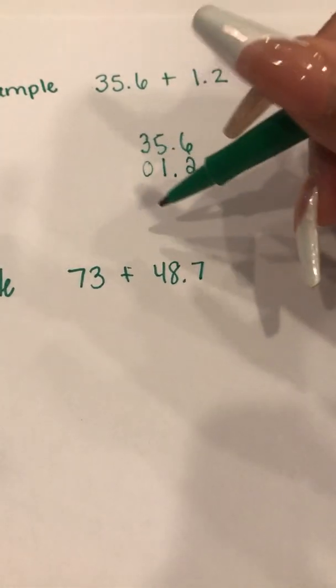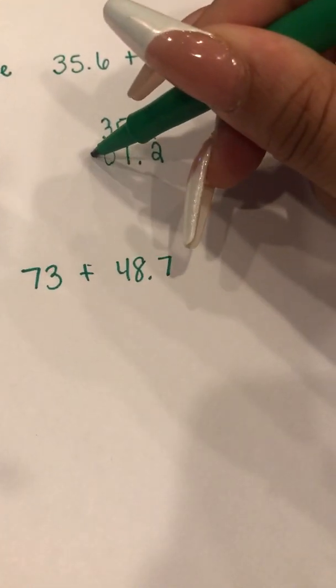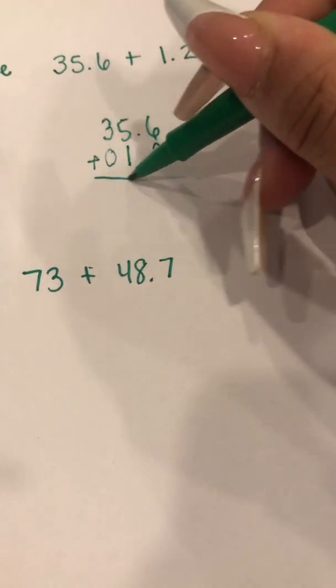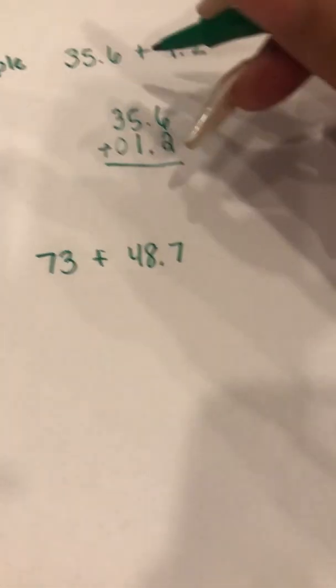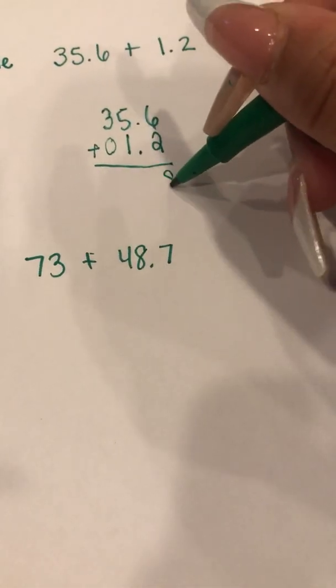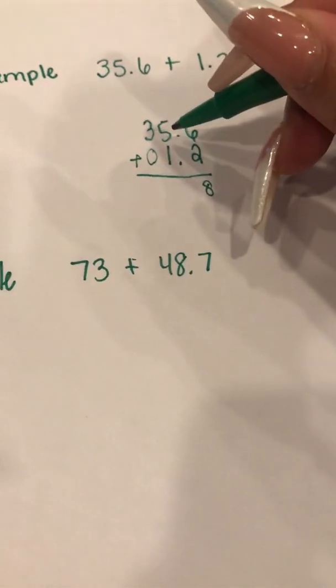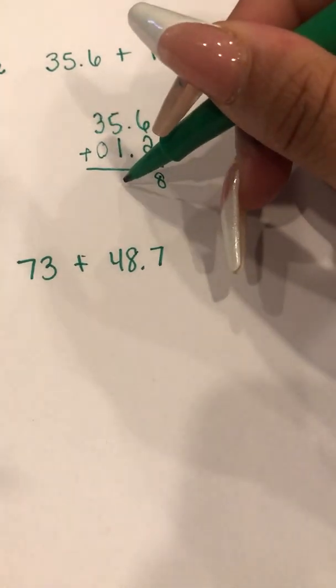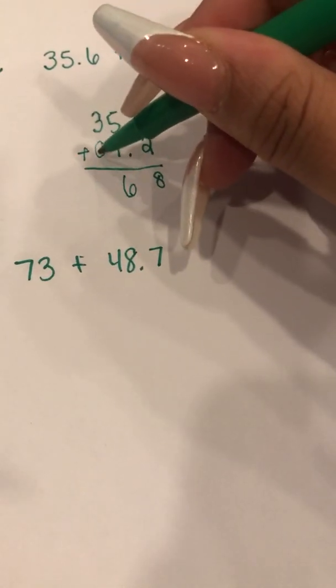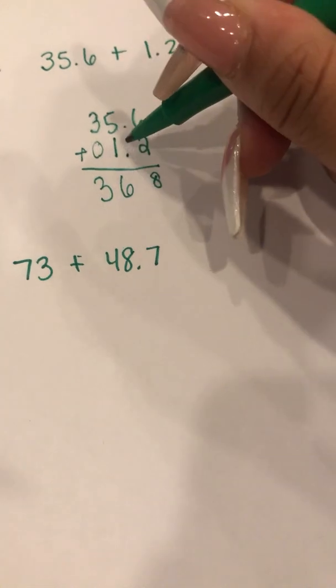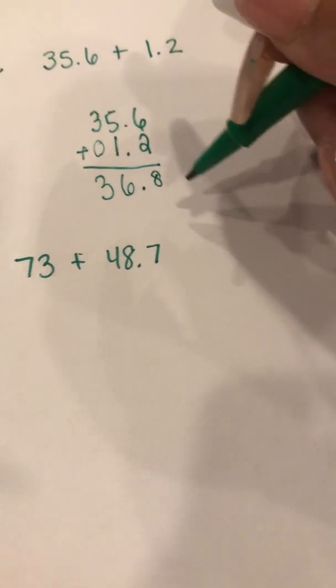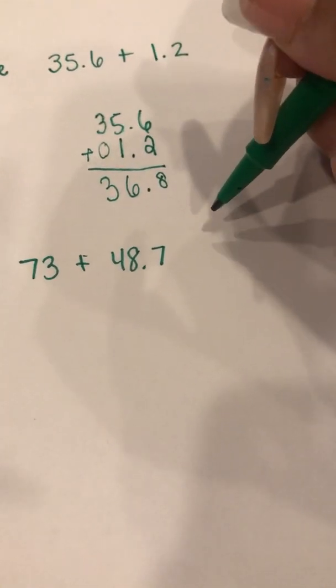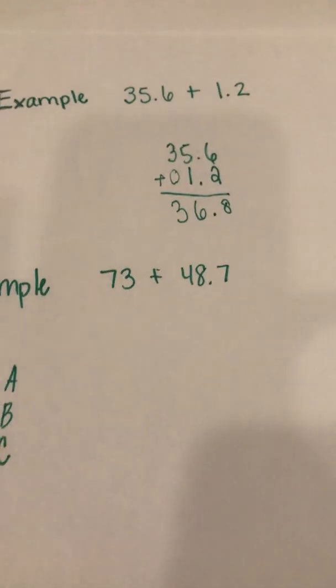Now I can do step 4, add everything together. So step 4, go ahead and add this. We got 6 plus 2, 8. 5 plus 1 is 6. 3 plus 0, which is 3. Last and final step, bring down that decimal. Now you have 36.8 as your final answer.